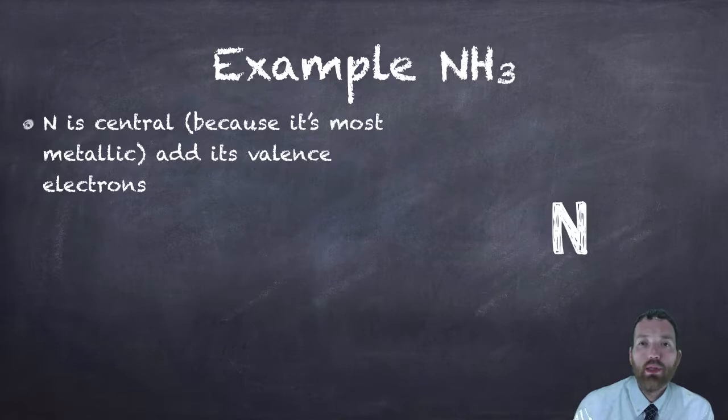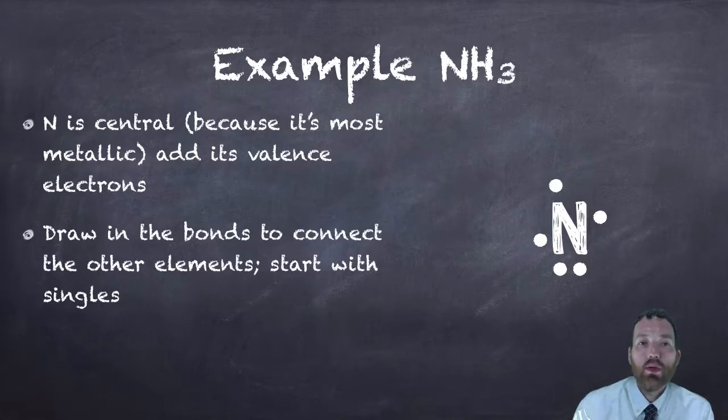So we fill in nitrogen in the middle and we add all of its valence electrons. Remember, nitrogen had 5: 1, 2, 3, 4, 5. Now I have my paired electrons on the bottom, but you could have them on the top, right, or left. It doesn't matter. As long as you have 5 electrons, you're good. Then we need to draw in bonds to connect the other elements. And you always start with single bonds. And if you have to add in multiple bonds, you can do that later.